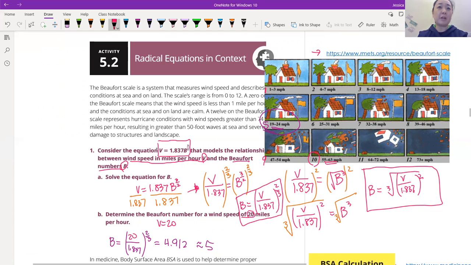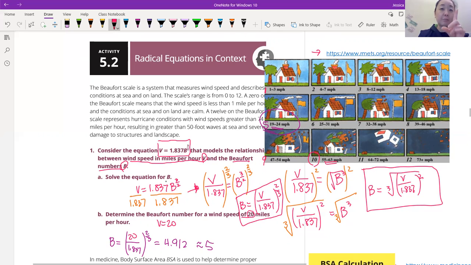And right here, there is a formula that converts these miles per hour to these Beaufort numbers. It's V equals 1.837 B to the 3/2 power, and this models the relationship between the wind speeds. It always defines them for you: V is wind speed in miles per hour, and B is the Beaufort number. So V and B. You've got to be very careful how you do this.